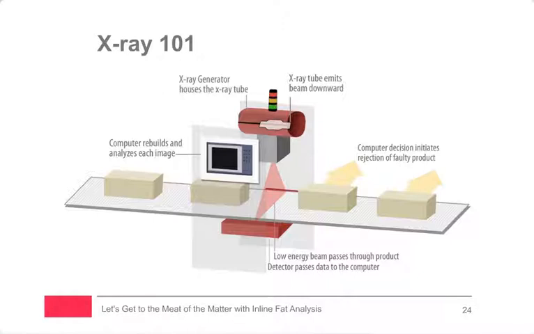We can also then decide what to do with that product as it's passed through. And in this drawing here, we can see that if a contaminant is identified in any of these products, it can be removed from the production line.